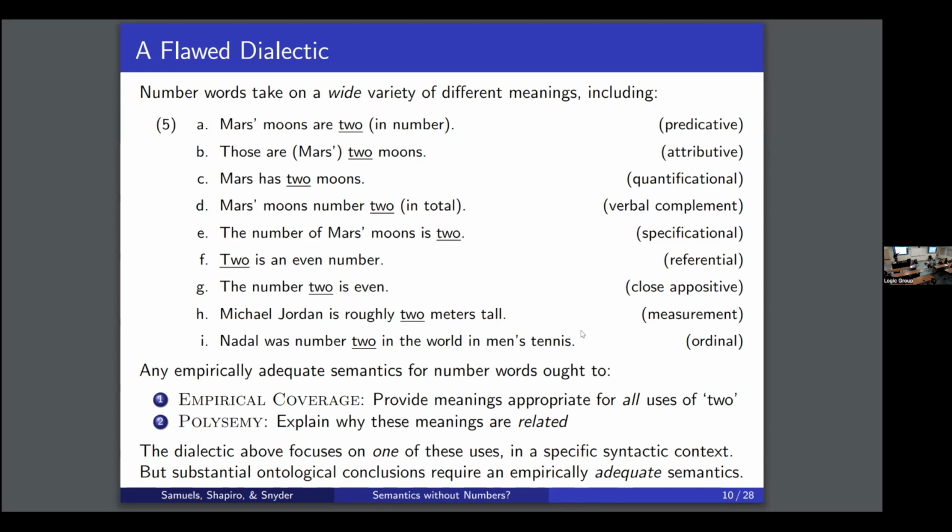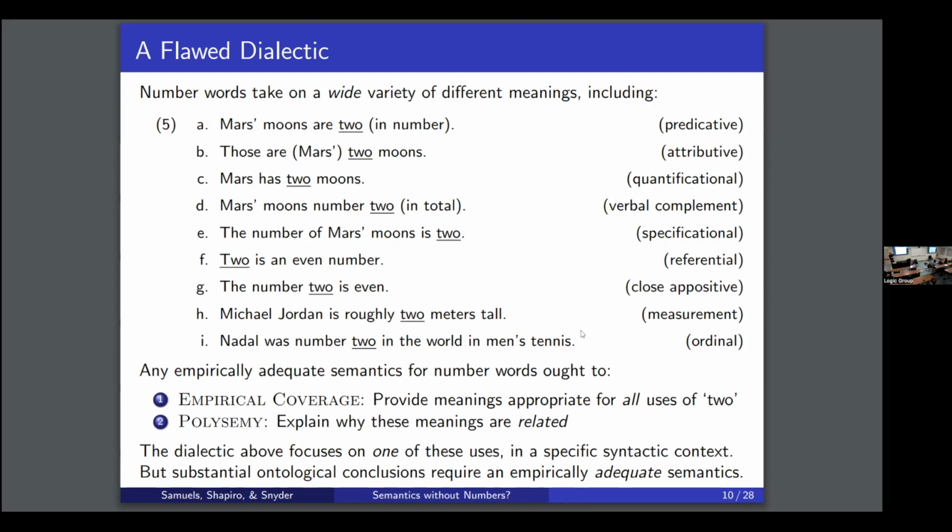Michael Jordan is roughly 2 meters tall. Here, 2 meters tall is designated Jordan's height, so it's a measure of how tall Jordan is. Nadal was number 2 in the world in men's tennis. Here we have 2 designating the ordinal position of Nadal, right, where he ranks among men's tennis players.